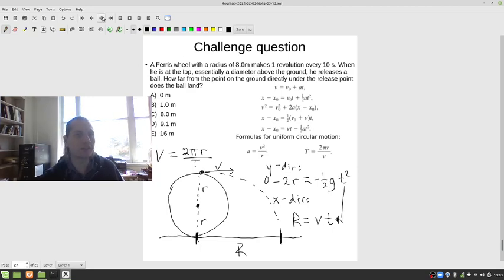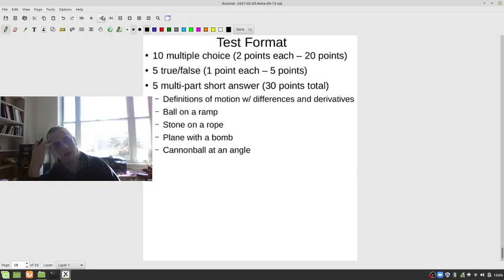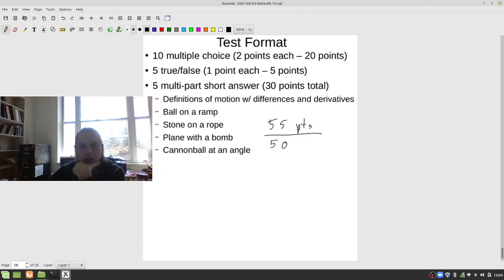So let's just review the structure of the test quickly. 10 multiple choice questions, essentially like the ones that I've shown you here today, 5 true or false questions, and then 5 multi-part short answer questions. Notice that we have 20 points plus 5 points plus 30 points. That's 55 points. And the test is going to be scored out of 50 points. So you could get 110% on this test. Wow, that would be cool. But yeah, we're just putting in a little wiggle room. It's the first test after all.